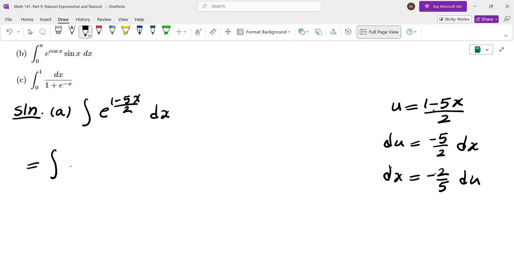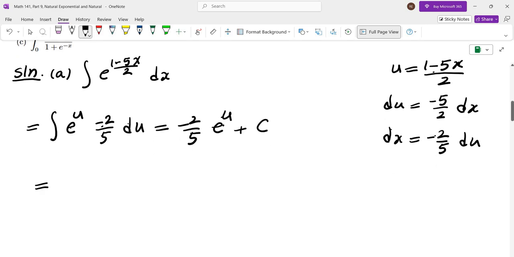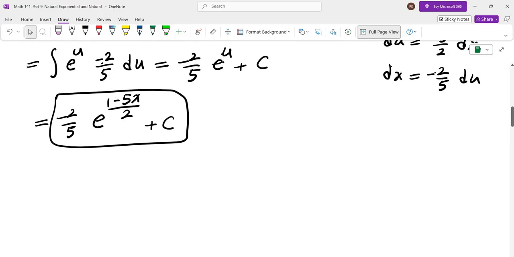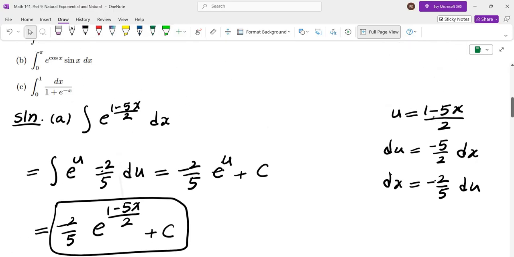So plugging that in here, we get e to the power of u. dx is negative 2/5 times du. Now we can put the negative 2/5 out. And the integral of e to the u is e to the u plus c. And putting the values back, we get negative 2/5 e to the power of 1 minus 5x over 2, plus c. So this is the given integral.